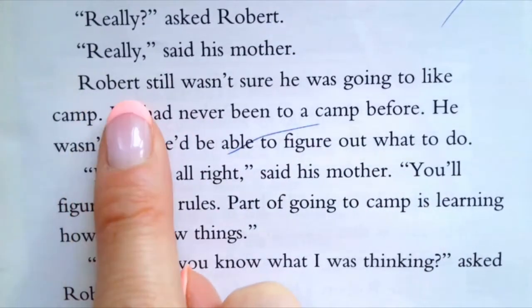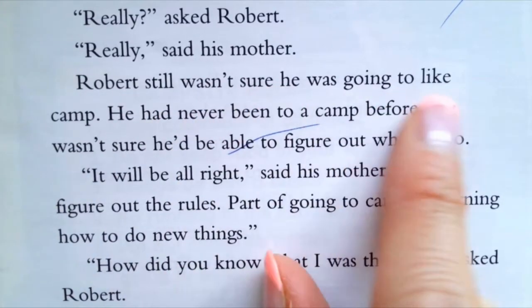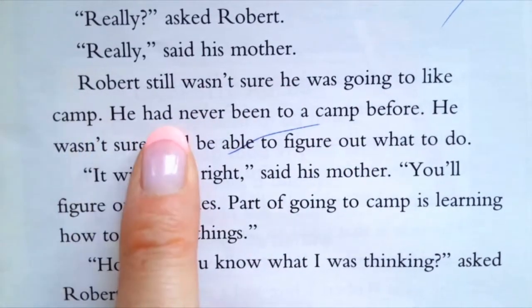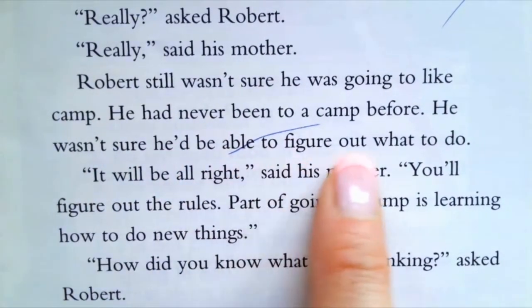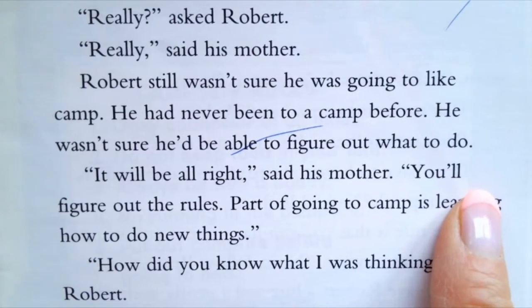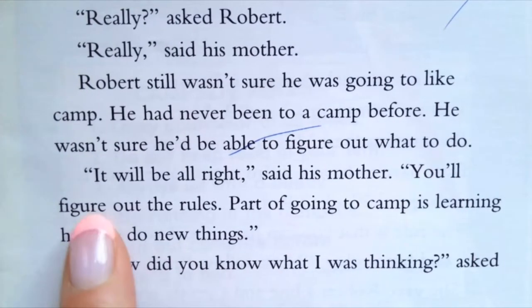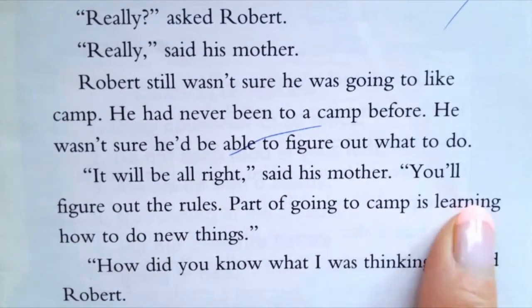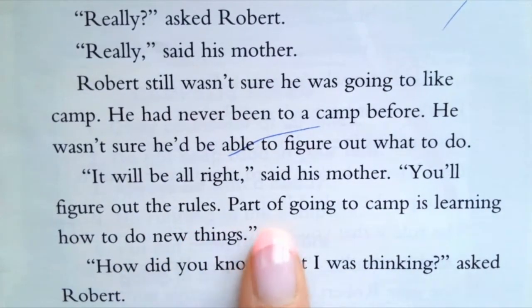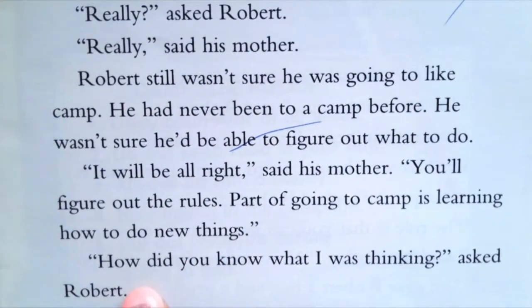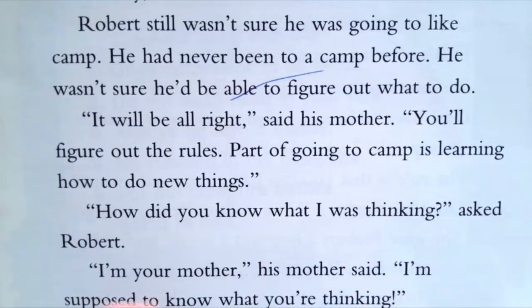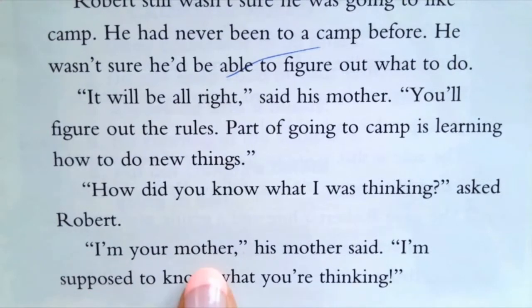Here it says, Robert still wasn't sure he was going to like camp. He had never been to a camp before. He wasn't sure he'd be able to figure out what to do. Hmm. It will be all right, said his mother. You'll figure out the rules. Part of going to camp is learning how to do new things. How did you know what I was thinking? Asked Robert. I'm your mother, his mother said. I'm supposed to know what you're thinking.